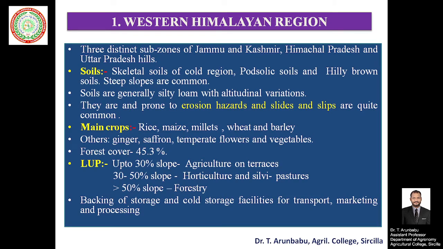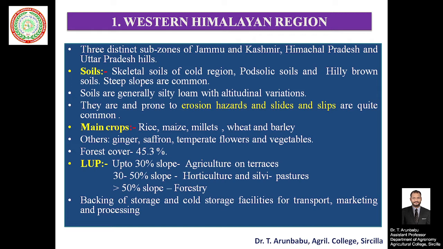So this region consists of three distinct subzones: Jammu Kashmir, Himachal Pradesh and Uttar Pradesh hills. These soils are skeletal soils of cold region, podzolic soils and hilly brown soils. Steep slopes are very common. Skeletal soils means the rocky fragments are in higher percentage, and podzolic soils means the clay particles are transported from one area to another area, and like that the soils are formed. So these soils are very prone to erosion hazards, and slides and slips are quite common.